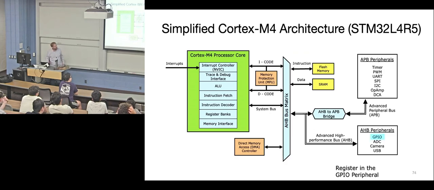Okay. So this is where the GPIO lives. On other architectures, GPIO will be on a peripheral bus, but in this particular microcontroller, they wanted it to be accessed very, very quickly, so they went with a high-performance bus. As a programmer, you're not aware of those differences except when you have to think about latency. Why does it take so many cycles to get data from a certain peripheral? Well, it might be on the peripheral bus versus the high performance bus, and that incurs some latency.